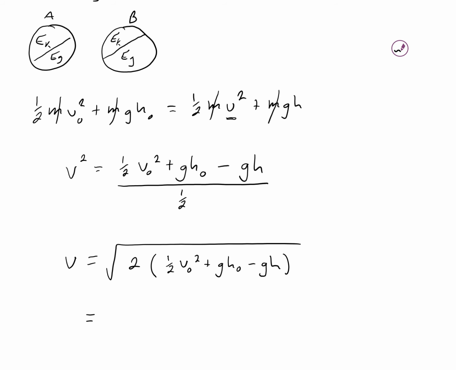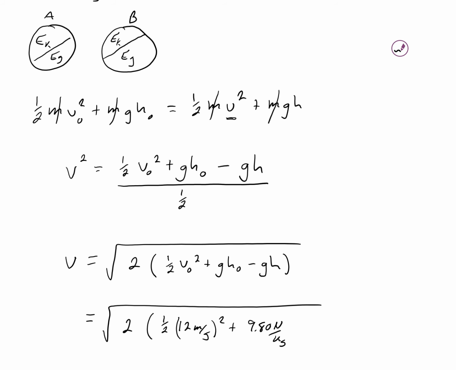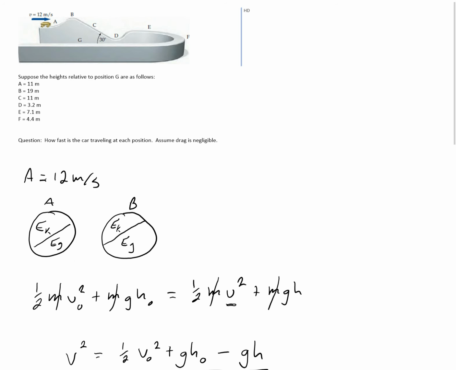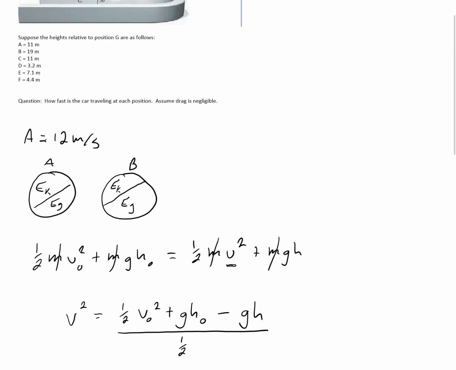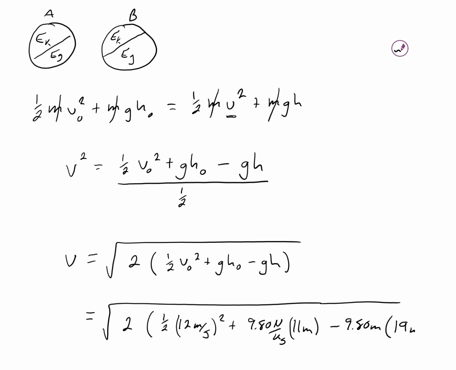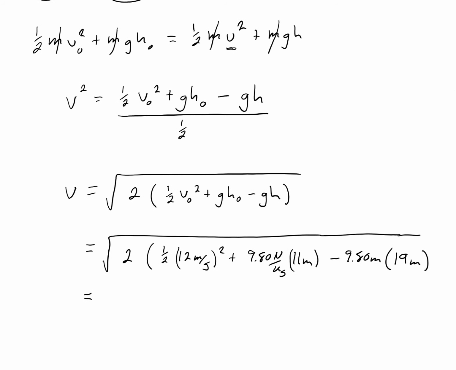And now I can substitute my numbers. Height at A is 11 meters. And height at B is 19 meters. Put all those numbers in the calculator and we'll get an answer for the first part.